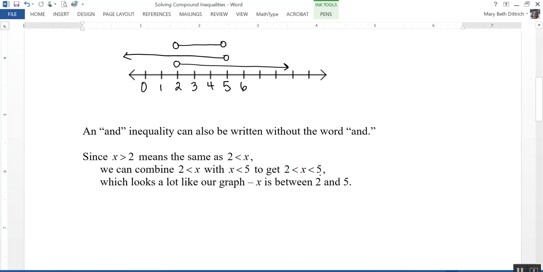I really like writing the inequality that way because that looks a lot like what my graph looks like. If I were to graph that, I'm going to do that very simply over here with just a 2 and a 5. So x is greater than 2 and x is less than 5. That's what the graph of my inequality looks like. And to me that looks a whole lot like this. X is any number that's between 2 and 5 on that graph.